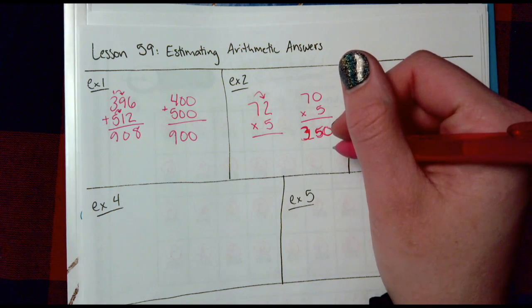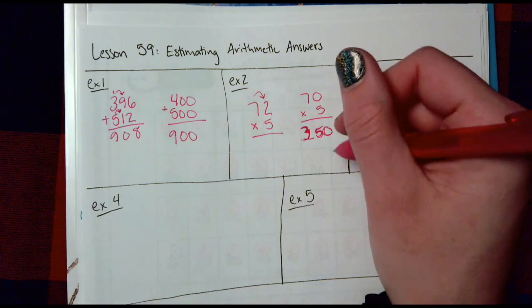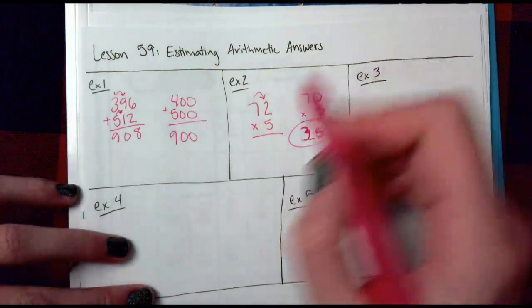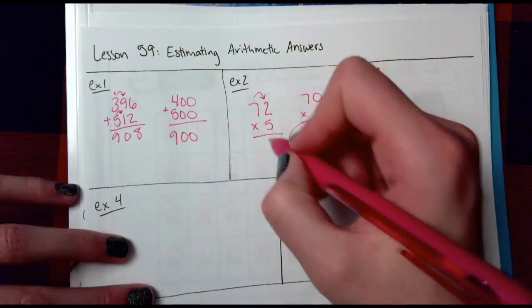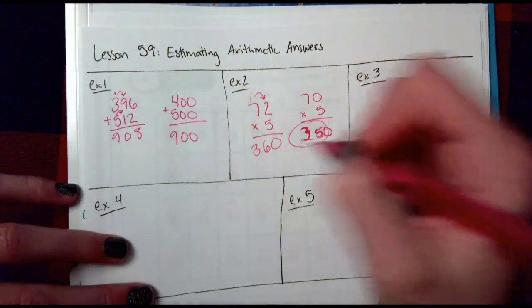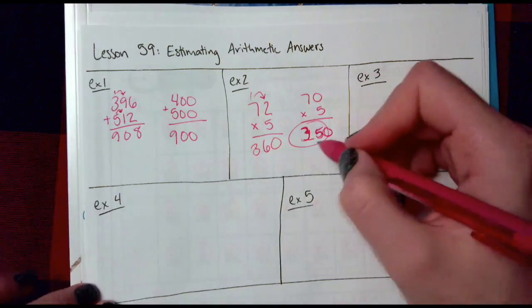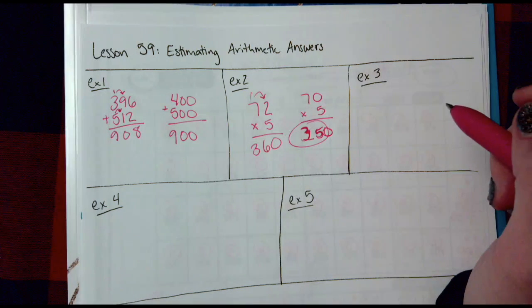Now, the exact product of this is going to be a little bit more, right? Because we rounded this down. If we were to find this exactly, it would be 360. So see, it was really close. 350 is really close to 360.